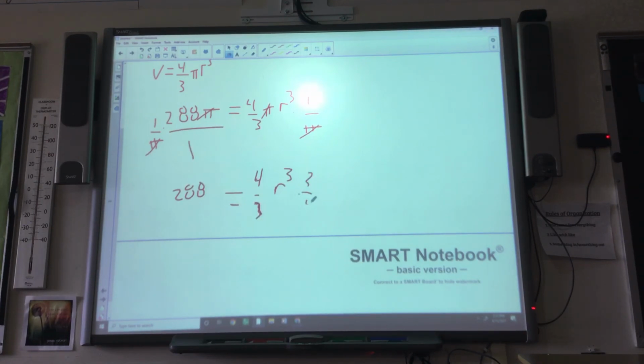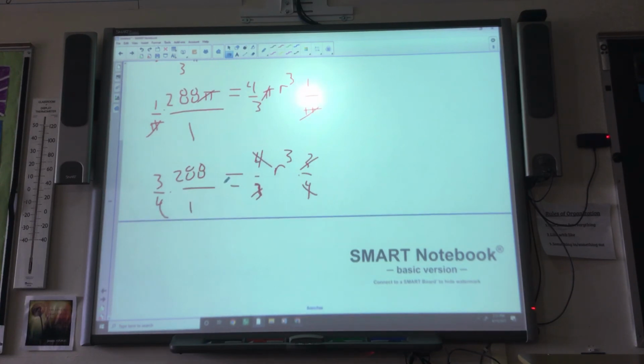Multiply by 3/4 on both sides to get the 3/4 off the radius side. 288 divided by 4, multiply that times 3, or I just take out my calculator and do 288 times 3 divided by 4. 216. Anyone know what the cube root of 216 is? Because I'm going to have to get the cube root of both sides here. 6. Did you go back in your book? Yep, that's exactly what you should be doing. It is 6 what? Inches, yep.